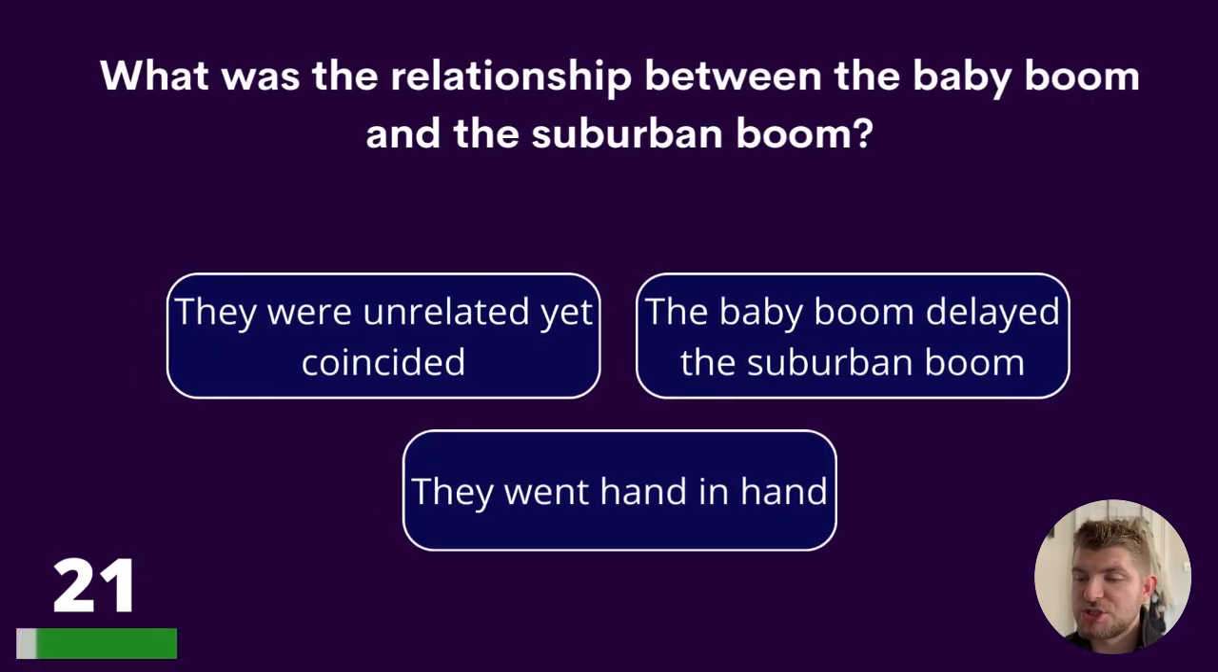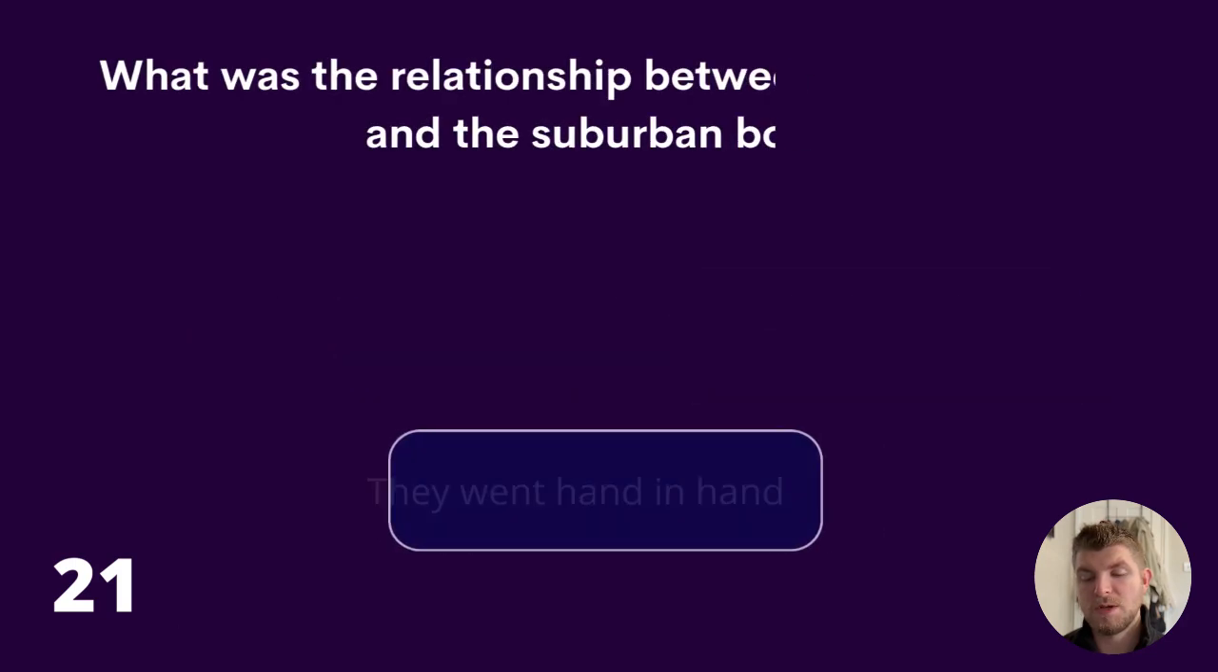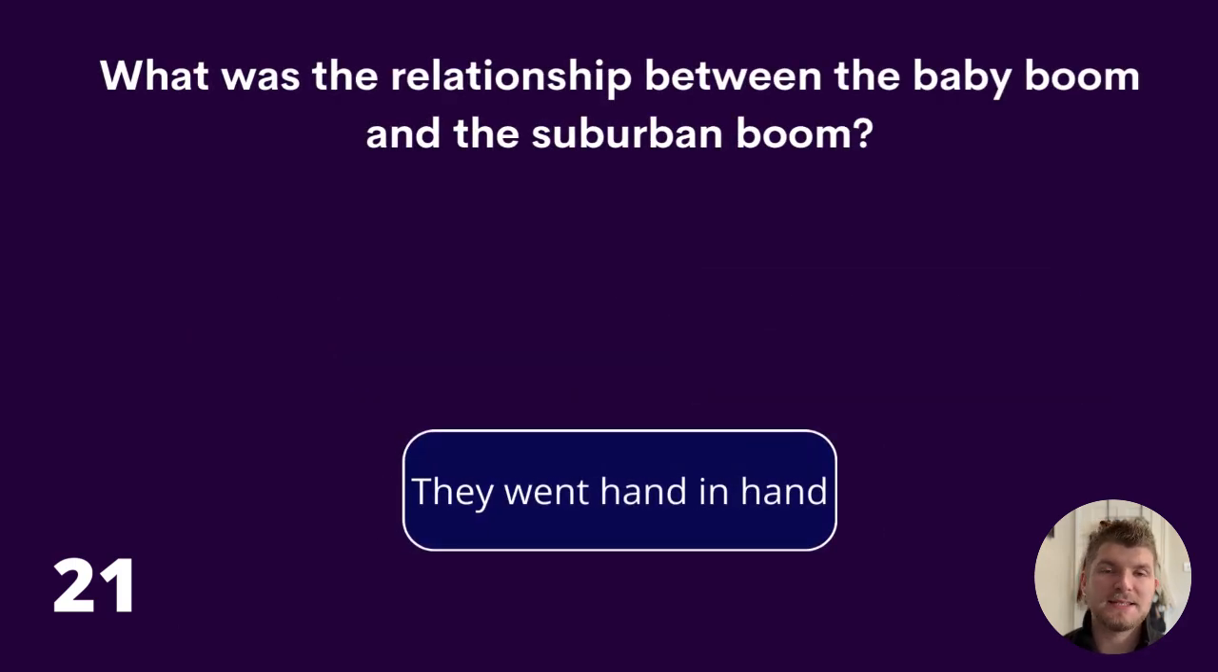21. What was the relationship between the baby boom and the suburban boom? They were unrelated yet coincided, the baby boom delayed the suburban boom, or they went hand in hand? The answer, they went hand in hand.